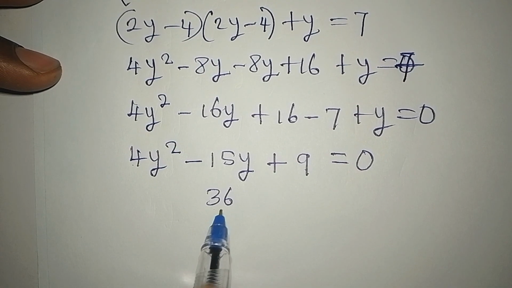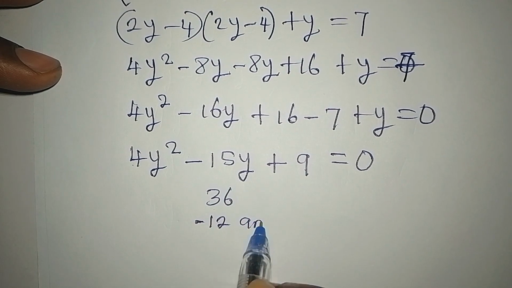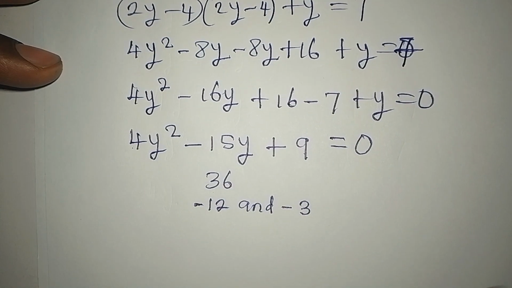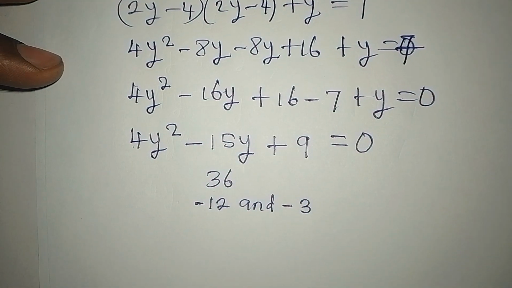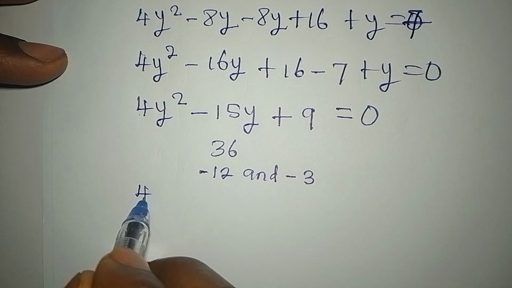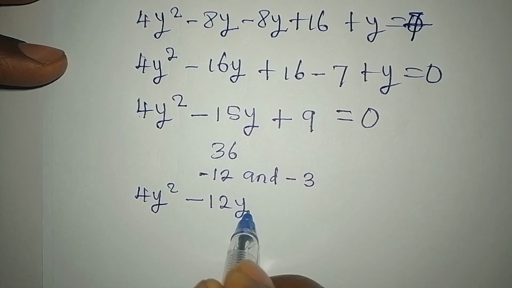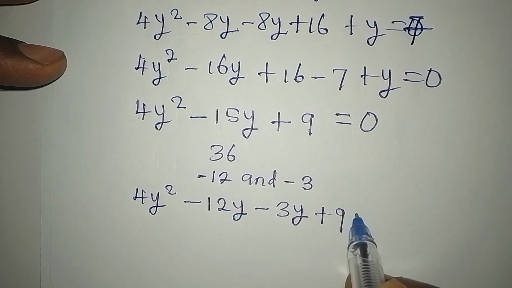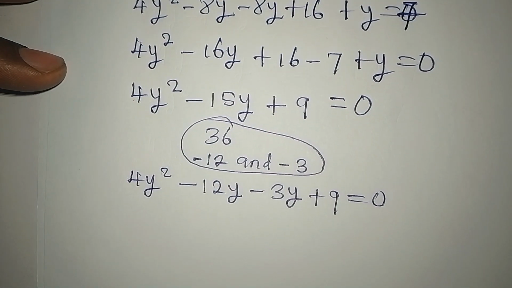Now, the two numbers should be minus 12 and minus 3, because minus 12 times minus 3 will give us positive 36, and minus 12 plus minus 3 will give us minus 15. So this means that I have my 4y squared, then minus 12y, then minus 3y, then I have plus 9. So this is equal to 0. The work continues, right?